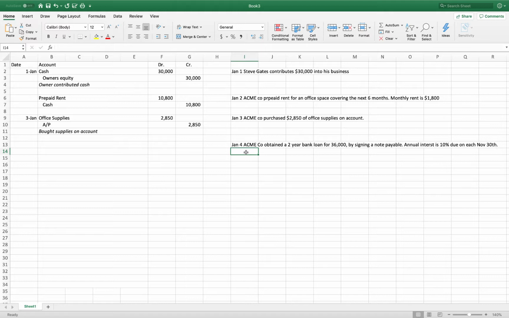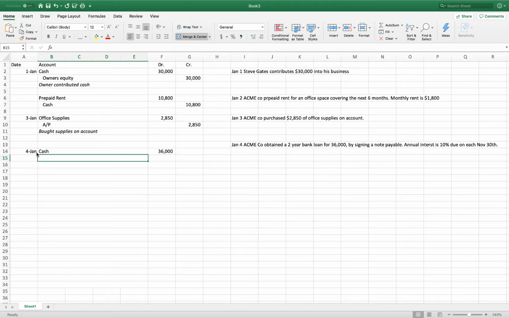Now I need to identify my accounts. Well, we already did that, right? By analyzing the transaction, we know that I'm getting cash and I'm going to have a note payable. So how do we do that? Well, very simple. We put in our date, January 4th. What's my debit? Well, I'm getting cash. Cash increases. I increase an asset with a debit. Cash is an asset, so I have to debit cash to increase it. So I'm going to debit cash for my $36,000.